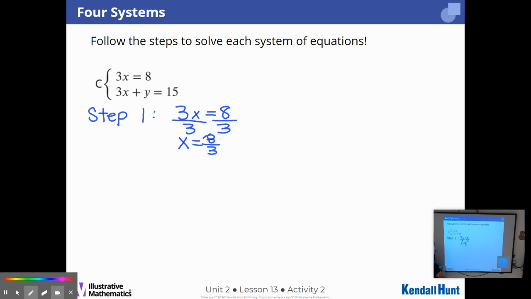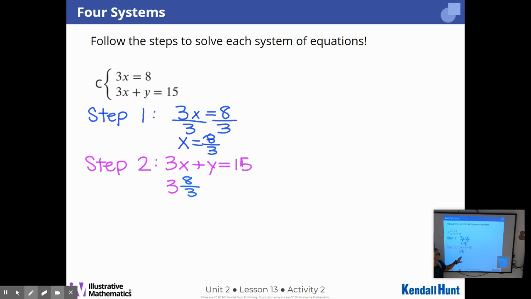All right. Step 2, we're now going to plug that into the other equation. We're going to leave it as a fraction because 8/3 is a repeating decimal, and if we round that, it's going to make the rest of our answer wrong when we get to the end. So our other equation is 3x plus y equals 15. Okay. And wherever I have an x, I'm going to put an 8/3. So here's another situation where if I just write 8/3 instead of putting parentheses, it looks like I have 3 and 8/3. And that's not what I have. I have 3 times 8/3 plus y equals 15.